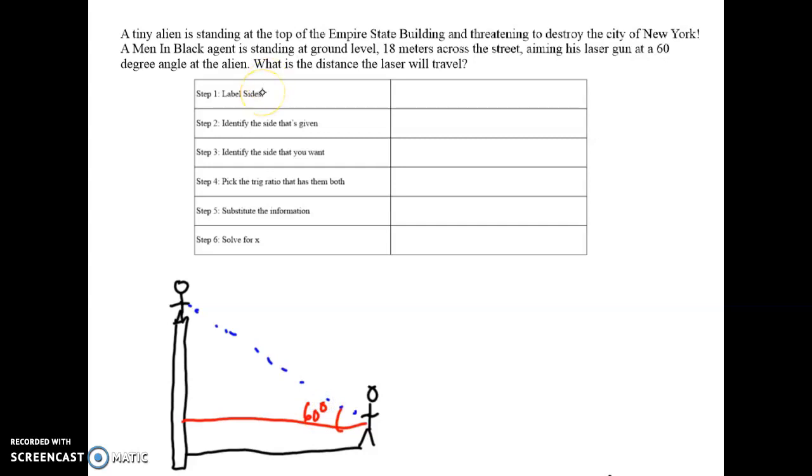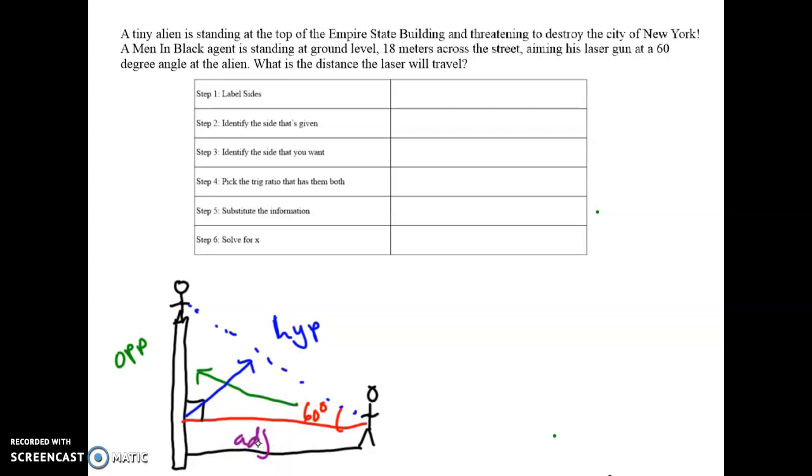So the first thing I'm going to do is label the sides. The side opposite 60, I'm going to label that OP, as opposite. We know that this side here forms a right angle, so I know that the side across from it is the hypotenuse. And then that leaves us with the adjacent side here.